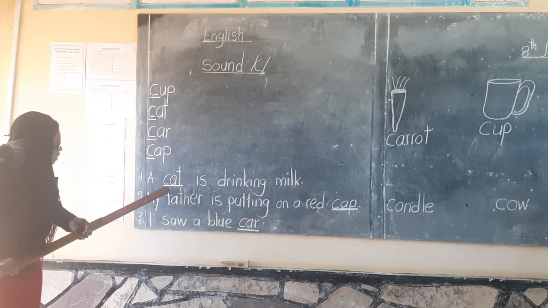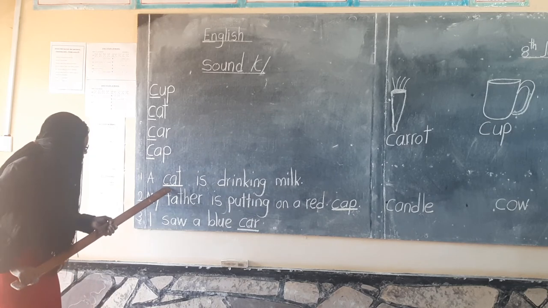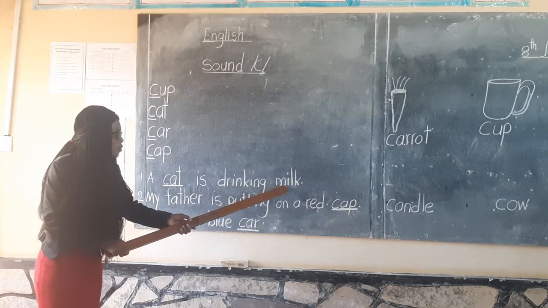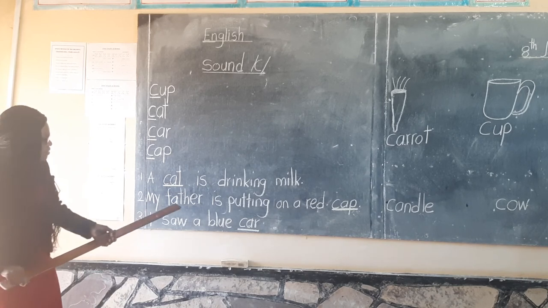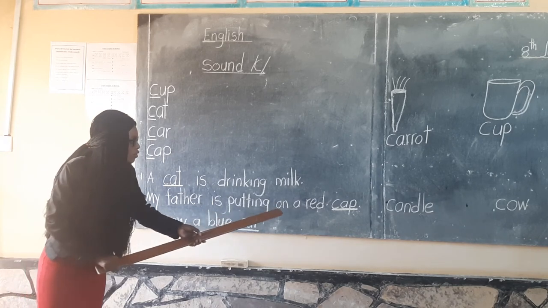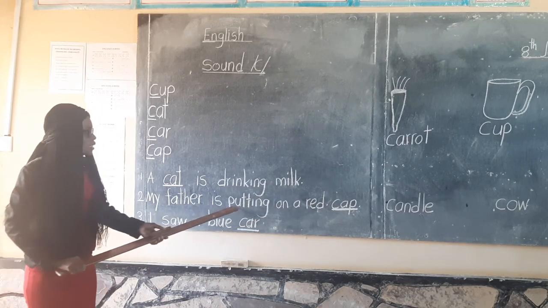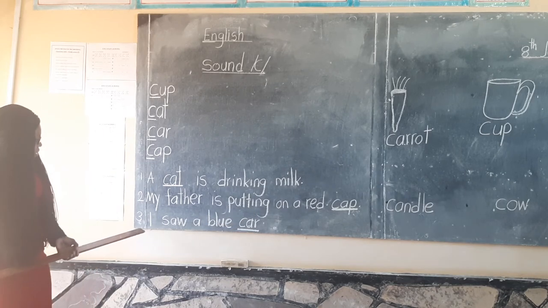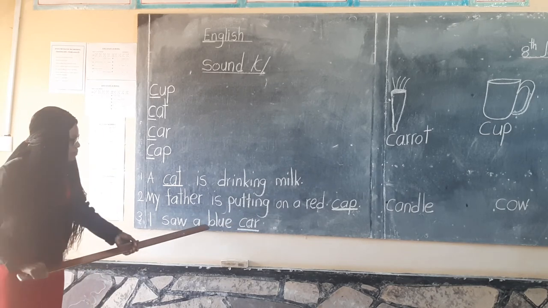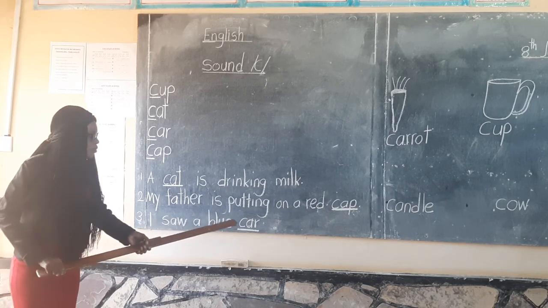Like a cat is drinking milk. We also make the sentence saying, my father is putting on a red cap. I saw a blue car.